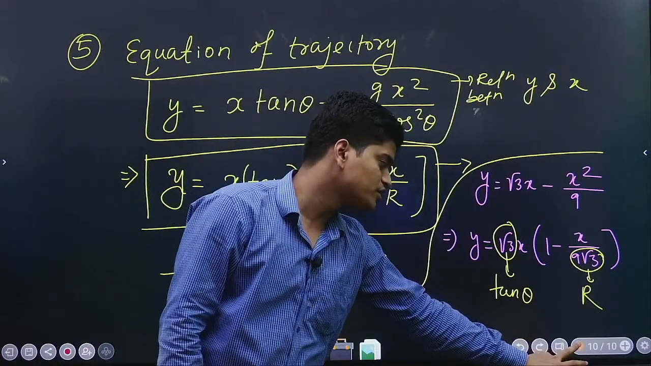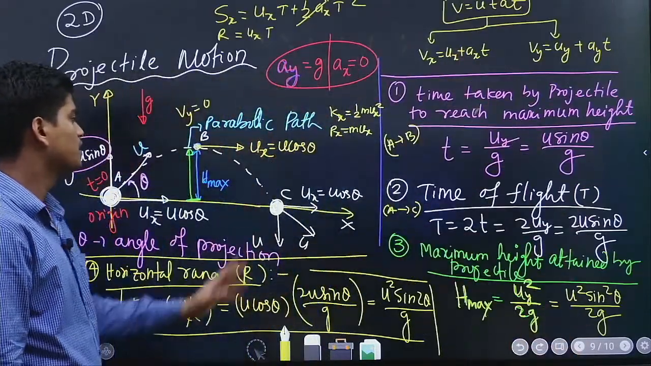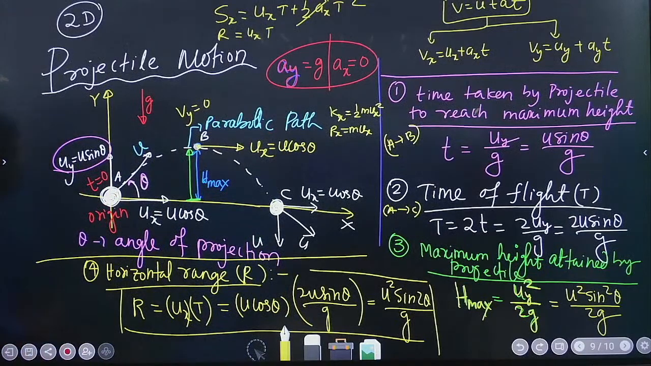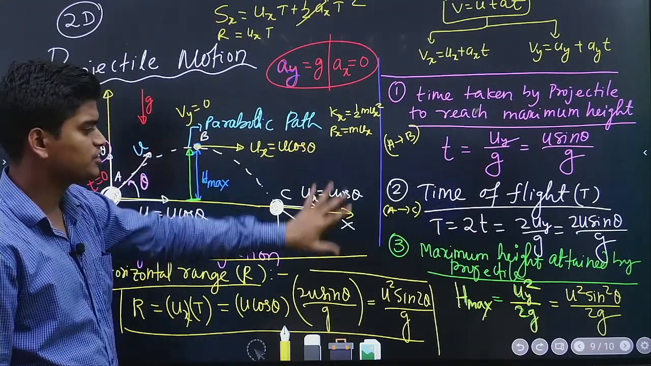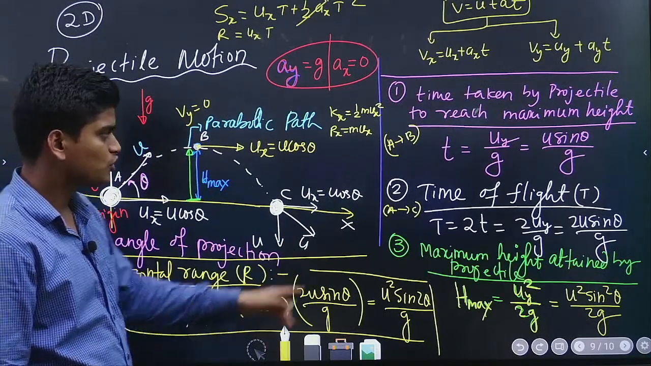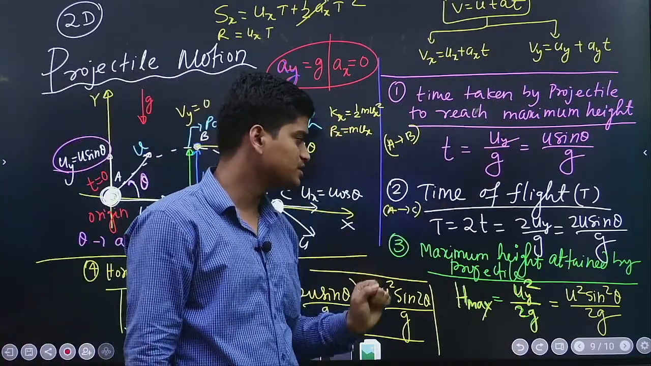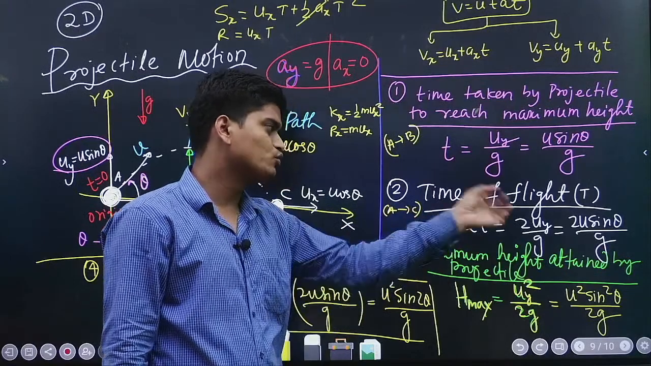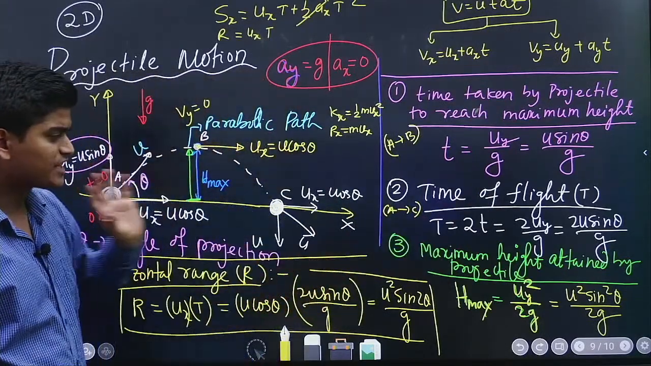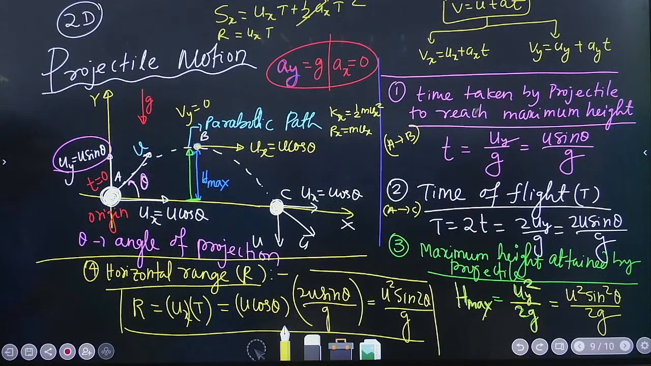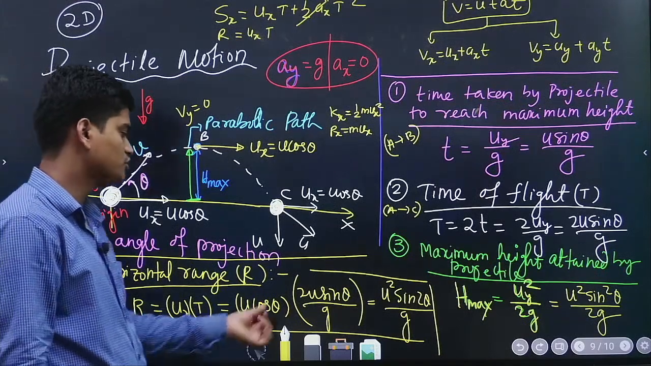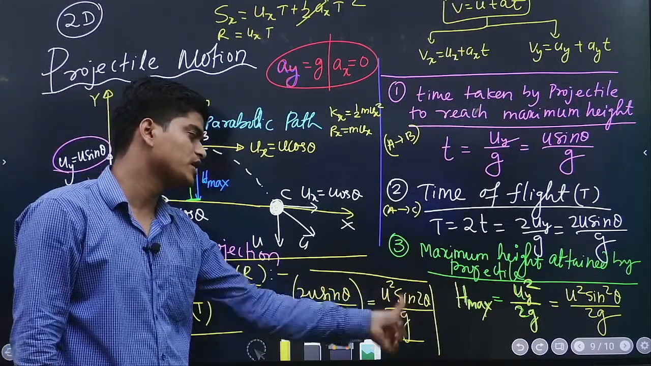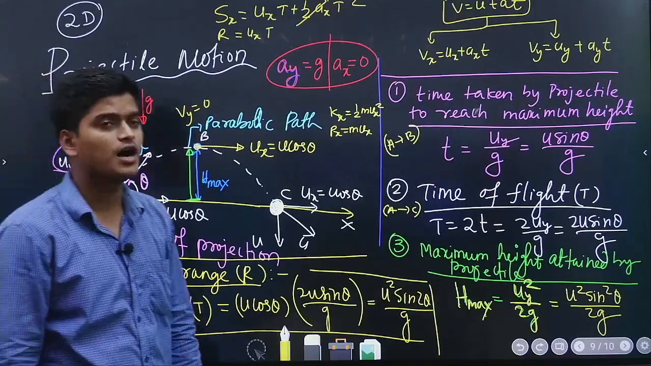Along with this equation, you will need to remember all these things. Next class will be solving some MCQs based on projectile motion, based on these formulas. Time taken to reach maximum height is u sin theta by g. Total time of flight is 2 u sin theta by g. Maximum height is u square sin square theta by 2g. And horizontal range is u square sin 2 theta by g, because 2 sin theta cos theta is sin 2 theta.